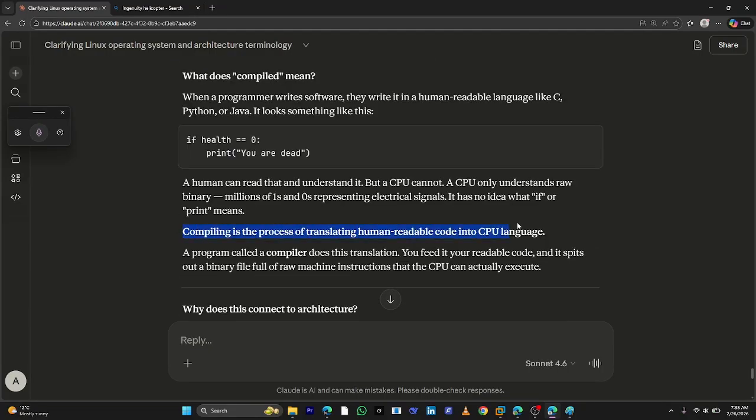Okay, so compiling is the process of translating human readable code into CPU language. When a programmer writes code like this, it's like the ABC stuff, and only a human, a programmer, can understand it, but the CPU cannot because it only understands the 0 and 1. So to make the CPU able to read this, we compile it, and what the compilation does is convert this code into zeros and ones.